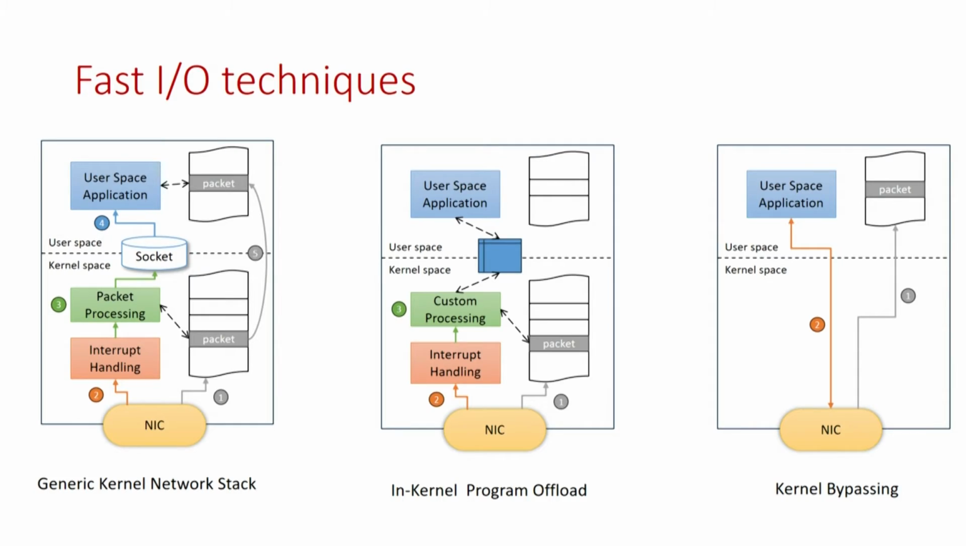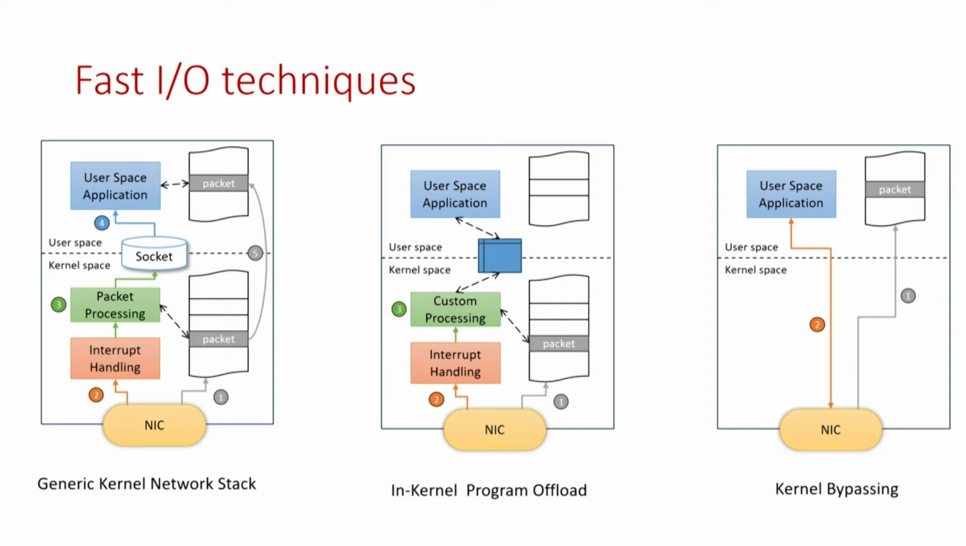So today people are coming up with newer ideas, and while I cannot go into a lot of depth of those ideas, I'd like to give a high level flavor of what it is that people are looking at. On the left here you have the generic network stack, where for every packet there's an interrupt, you process the packet, you copy the packet to user space and all of this. One alternative that the state of the art today is exploring is to offload some of this packet processing into the kernel itself. So this is called in-kernel offload.